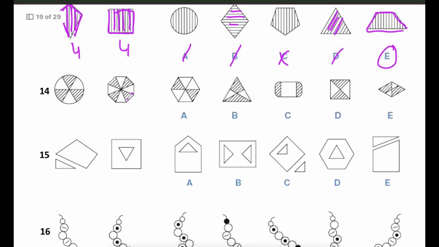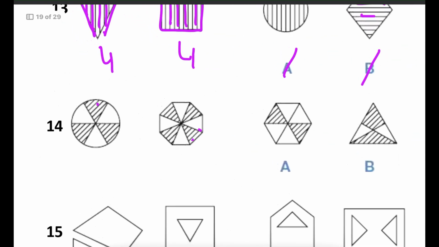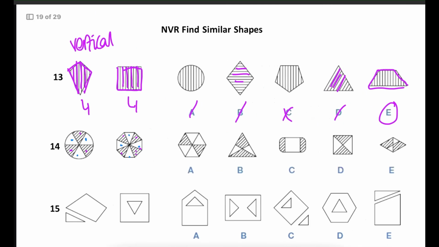Question 14. So we've got some shapes split up into small shapes, and we've got some that are striped and some that are white. So here we've got 3 striped, 3 white, so equal numbers of striped and white. Here we've got 1, 2, 3, 4 striped, and 1, 2, 3, 4 white, so equal numbers. So I'm going to rule out A because unequal numbers of striped and white, and rule out C, same reason.